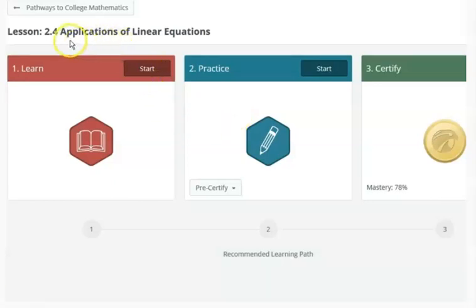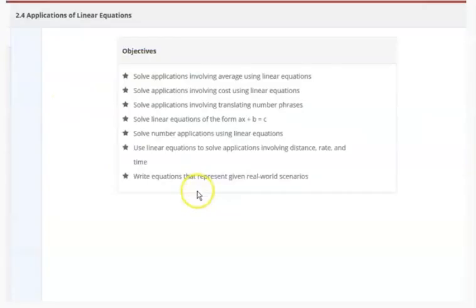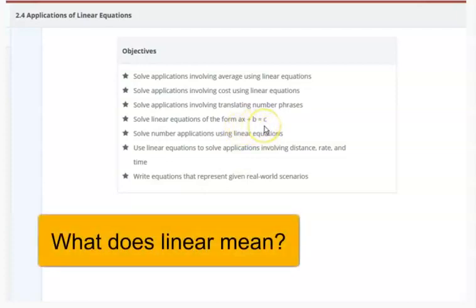Continuing in topic 4 now of chapter 2, applications of linear equations. Here we will use English and then convert it to algebra and solve some problems. These are the objectives. If you want to pause to look them over, notice here we have the standard form of the linear equation. And by the way, when we say linear, our unknown, the x, is only to the first power.